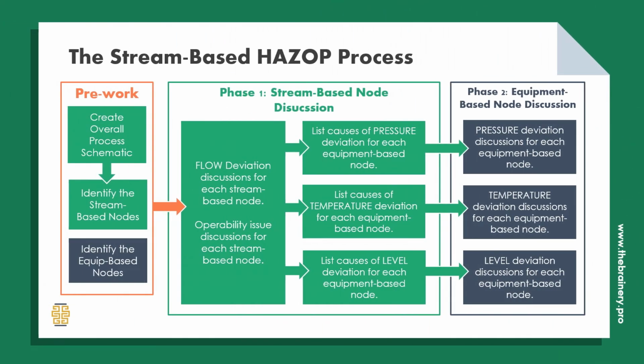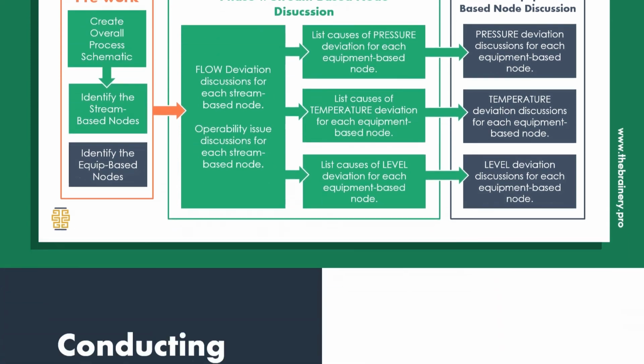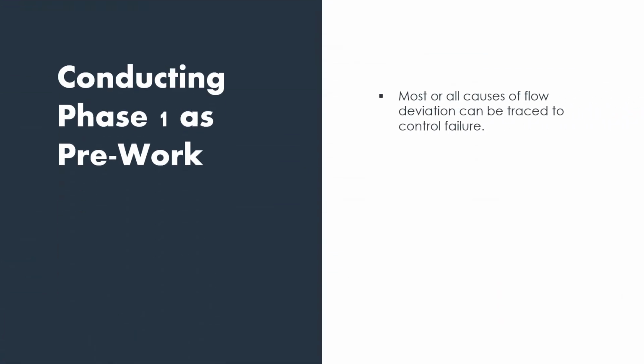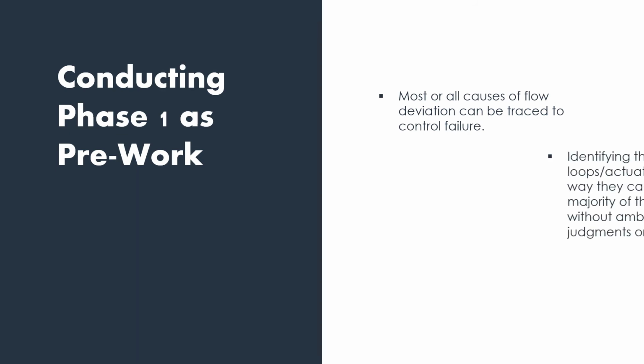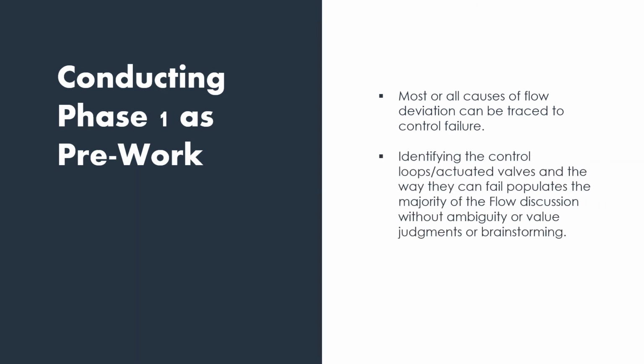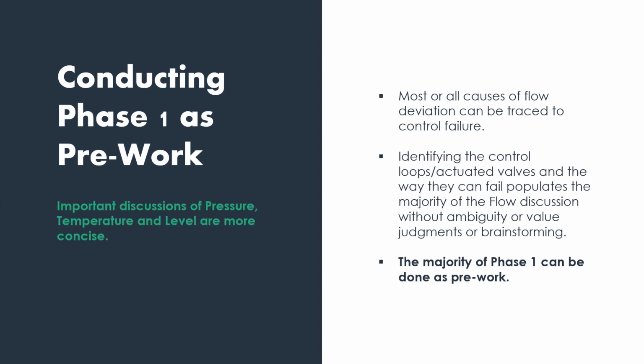Another really useful feature of this methodology is that much of the flow discussion can be conducted as pre-work or with a smaller team. Flow deviations are caused almost exclusively by inadvertent opening or closure of actuated valves. There's no brainstorming involved, no value judgment involved. With much of the tedious work done as pre-work, the important discussions of pressure, temperature, and level deviations are much more concise. The HAZOP sessions are faster and less tedious, in addition to being more effective.